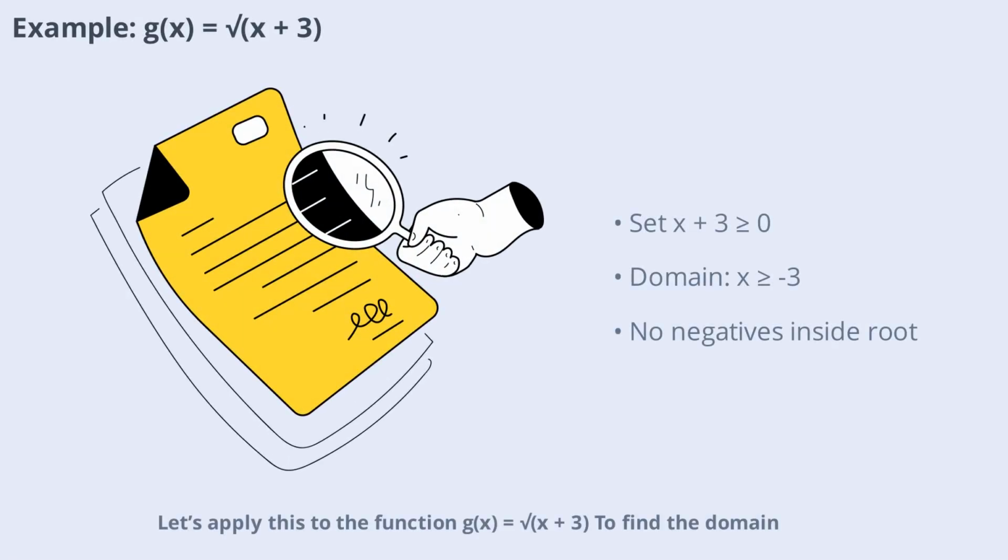Let's apply this to the function f(x) = square root of (x + 3). To find the domain, set the expression under the root, x + 3, greater than or equal to 0. Solving for x, we get x greater than or equal to -3. This means the domain is all real numbers greater than or equal to -3. Any value less than -3 would make the expression inside the square root negative, which is not allowed in real numbers.